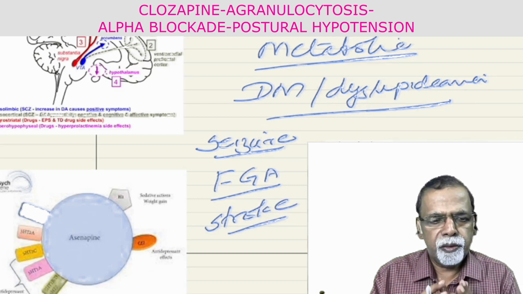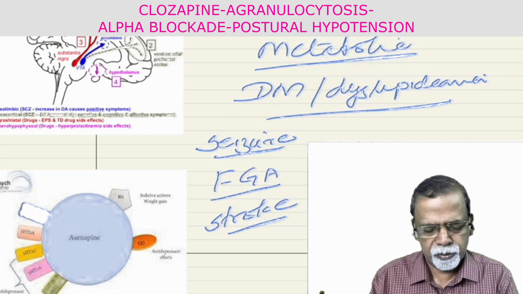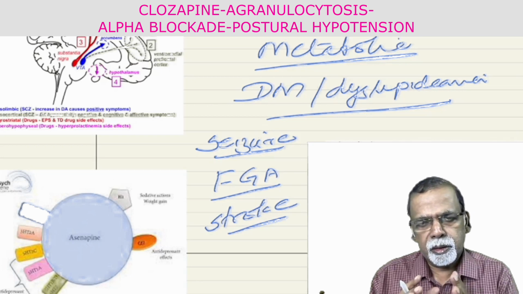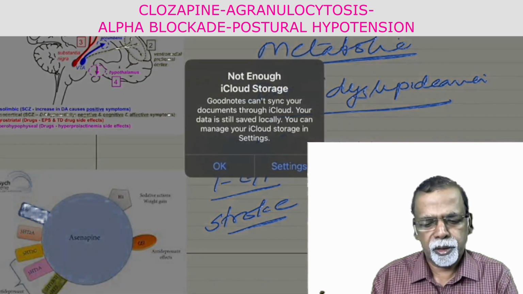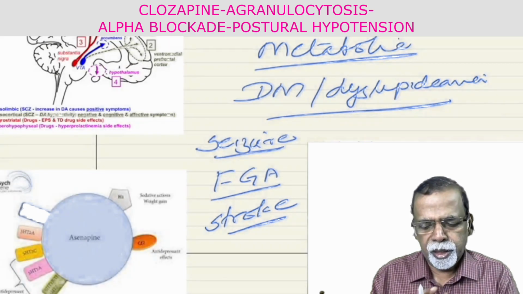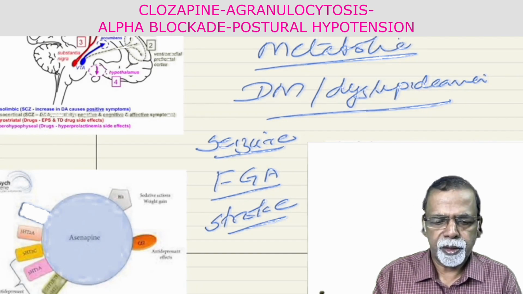So today we have discussed the major side effects of antipsychotics, and second generation antipsychotics are more prone to the metabolic side effects. The individual drugs and dosage we'll discuss later.